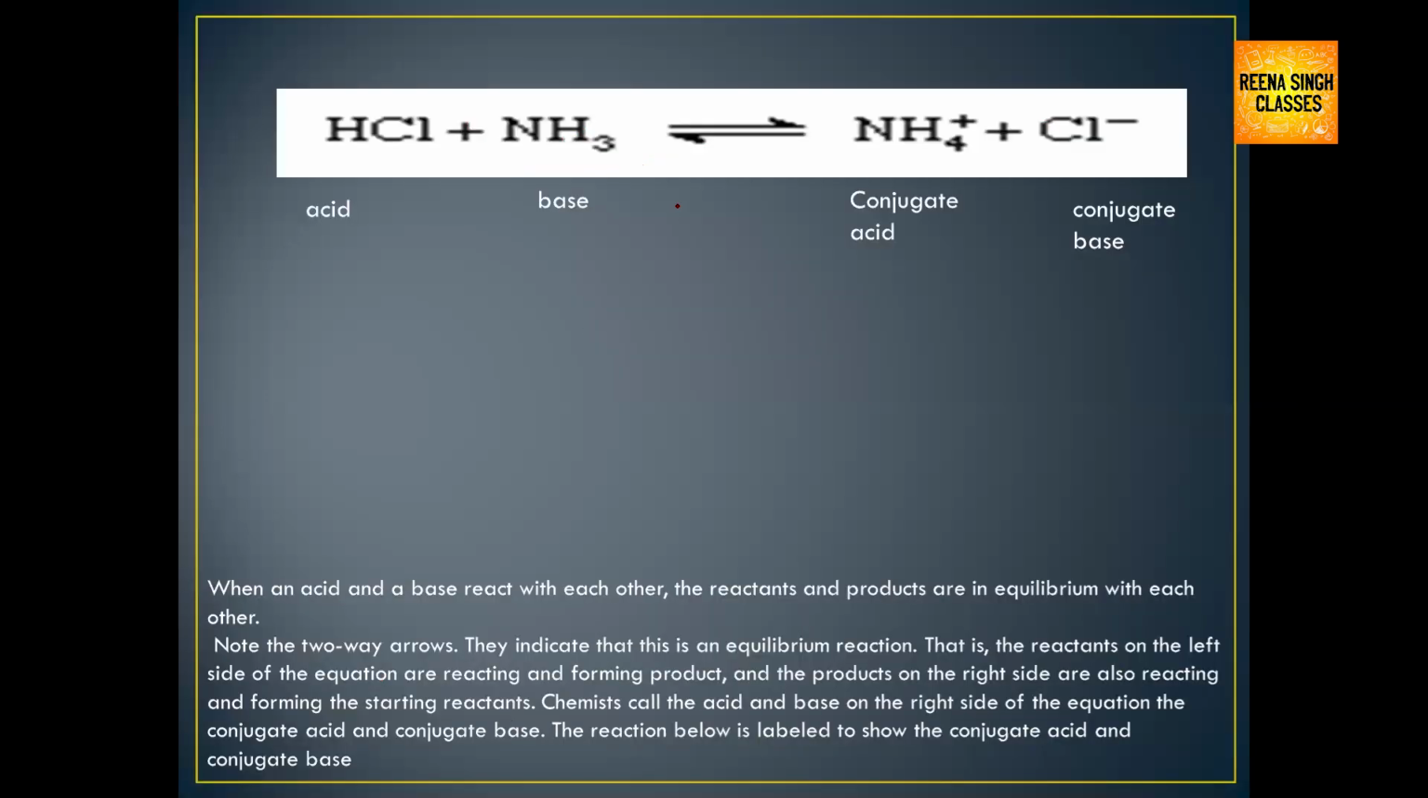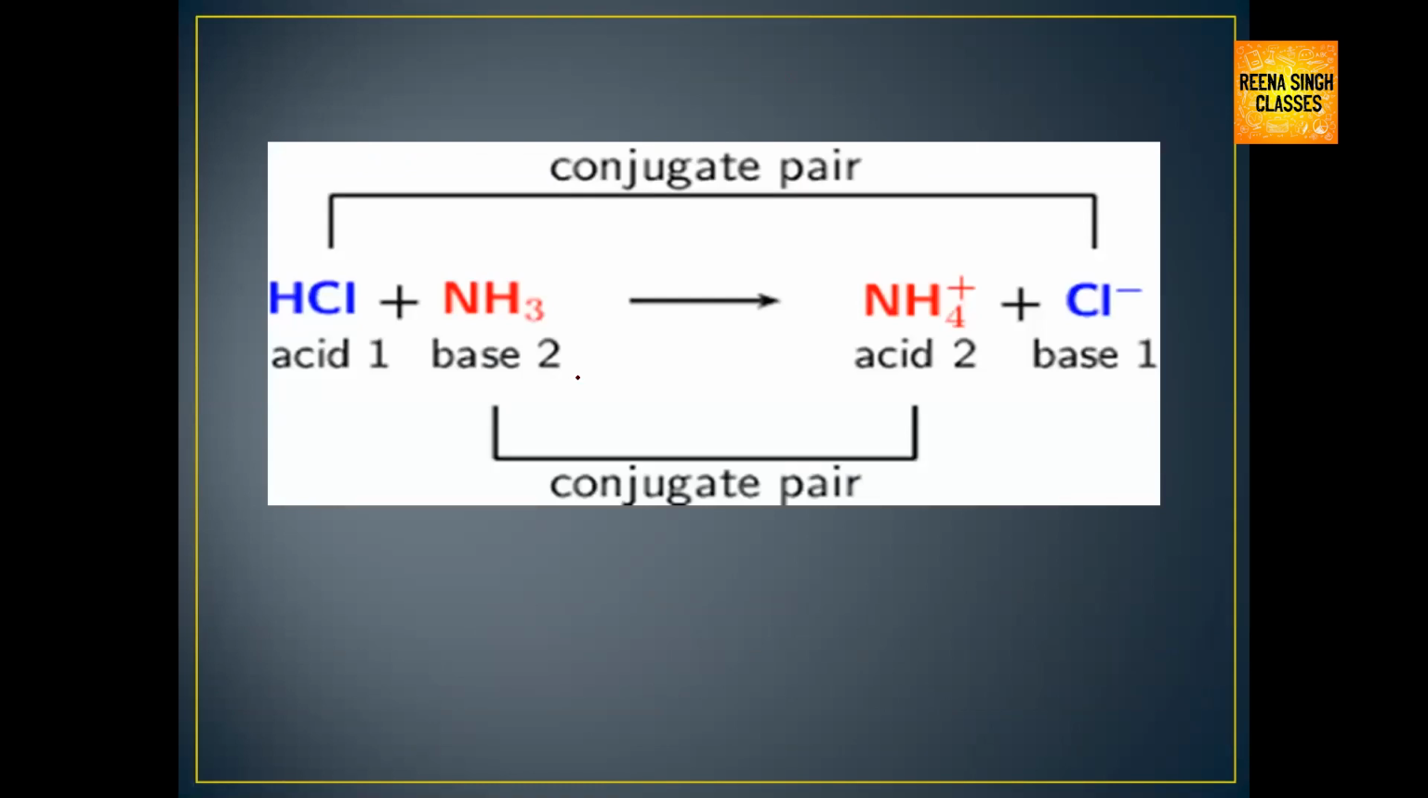In this reaction, we have seen there are two arrows. What is the meaning of these two arrows? It means it is a reversible reaction. The reaction is in equilibrium. Reactants react to form products, and from the right side also, the products react and form reactants. So it is an equilibrium reaction. And one important point to always remember: the left hand side is the acid and base, and the right hand side is the conjugate pairs.